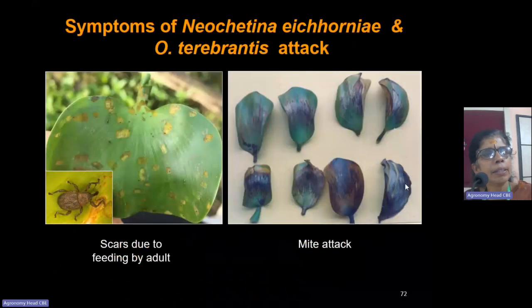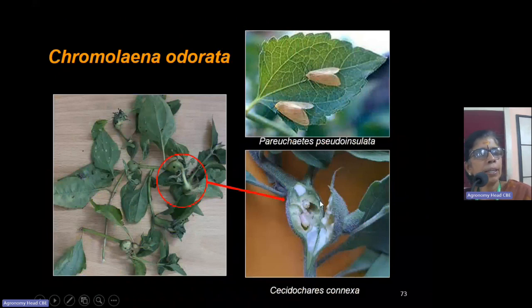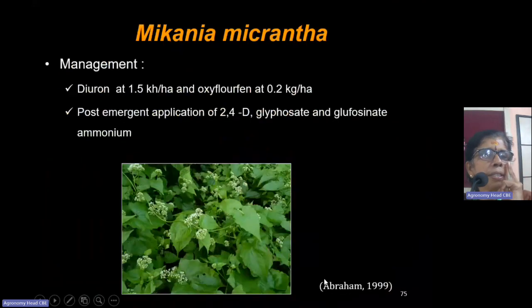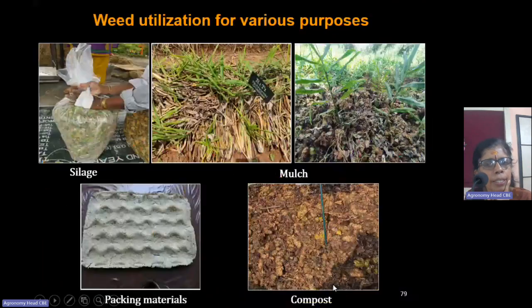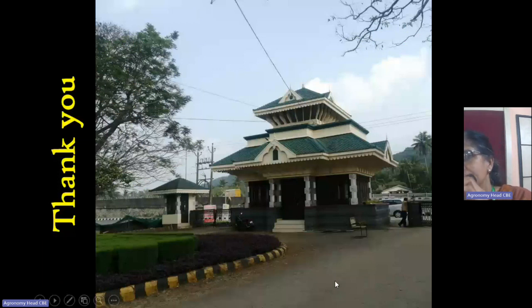This is Neochetina eichhorniae and Orthogalumna terebrantis attacking Eichhornia. This again is a gall fly, Cecidochares connexa, still there, even on the KU campus. There are very few plants of Chromolaena, but you can invariably see this pest in all the plants. So the problem is not very severe. So that is regarding the various weeds, invasive weeds in short.